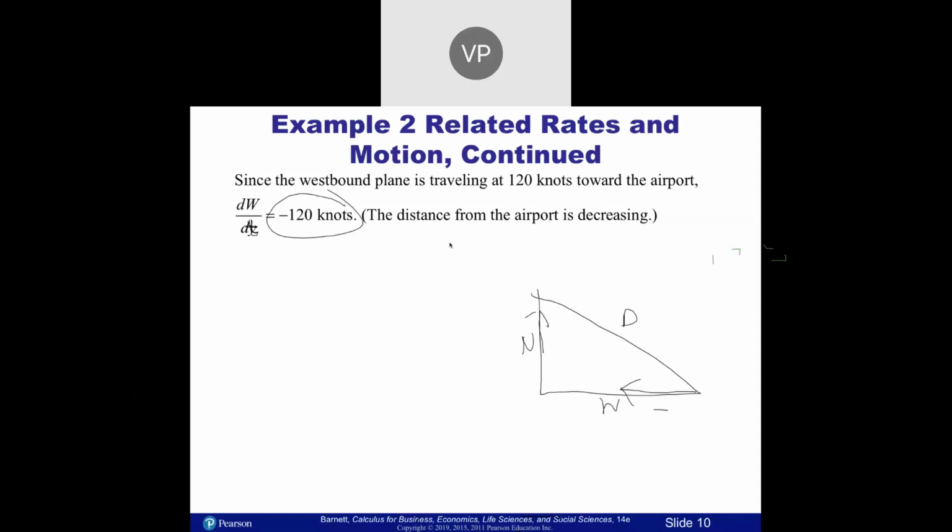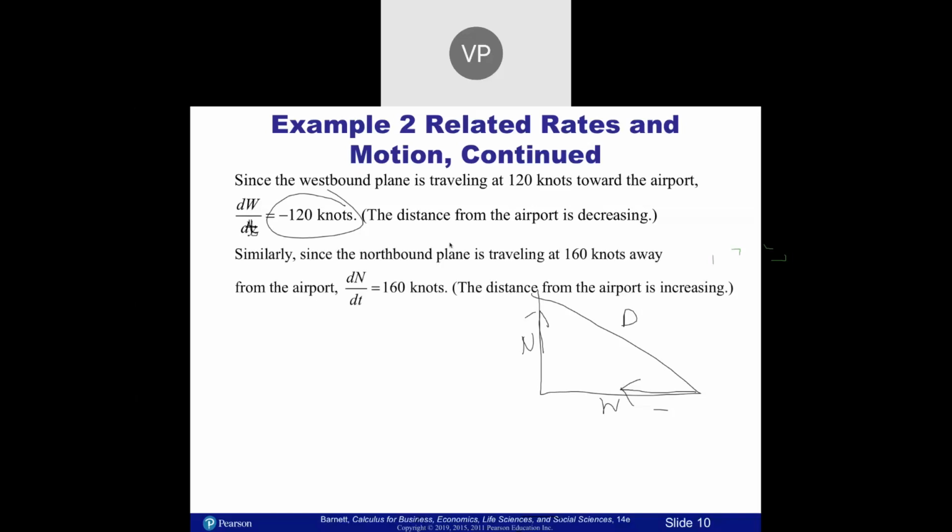This is the specific amount that w is changing. dw dt is negative 120, whereas dn dt, that other plane that's going upward, that thing is getting further away from the airport. That's why it's a positive 160. Okay, so they don't just tell you negative and positive. You have to understand the context of the problem, what's going on here. So this is what we have.